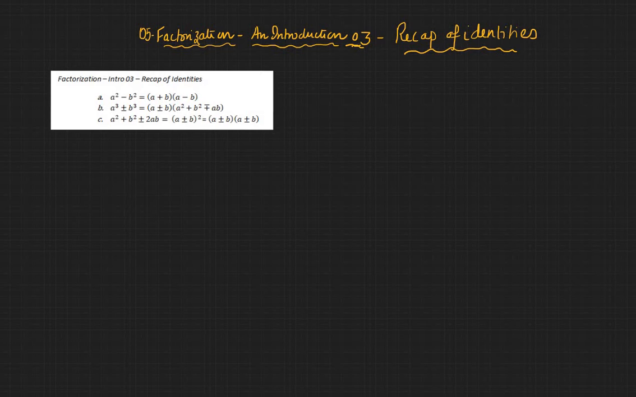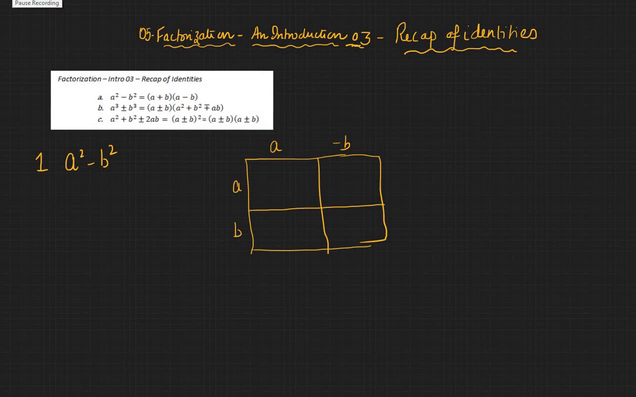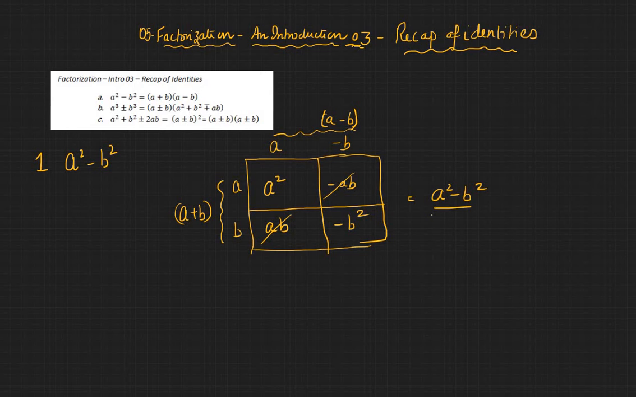So the first one is a squared minus b squared. Now a squared minus b squared can be visualized as this, which is a square, and this is your a plus b term, and this is your a minus b term. Let's try with these factors and multiply and see what we get. So a into a would be a squared, a into minus b would be minus ab, b into a would be ab, and b into minus b would be minus b squared. So you see that this and this will get cancelled, and what you will get is a squared minus b squared. So the right factors for a squared minus b squared would be a plus b into a minus b.